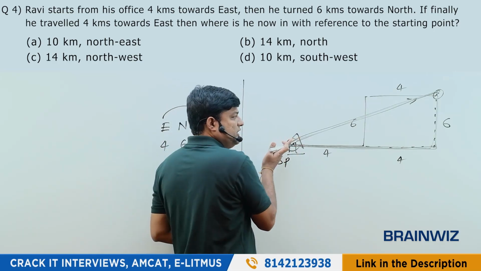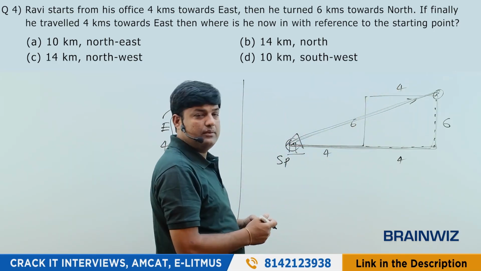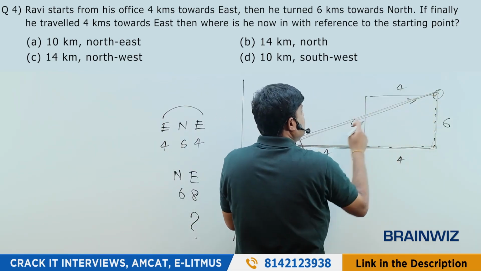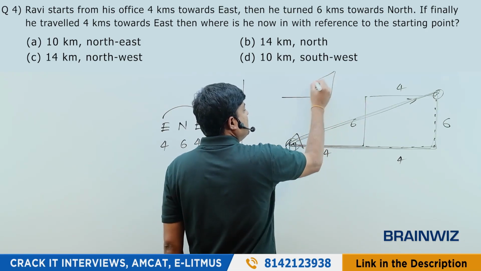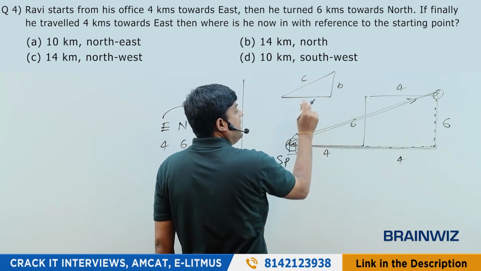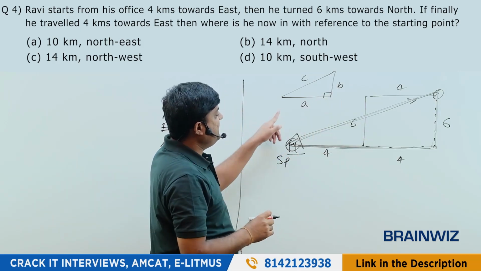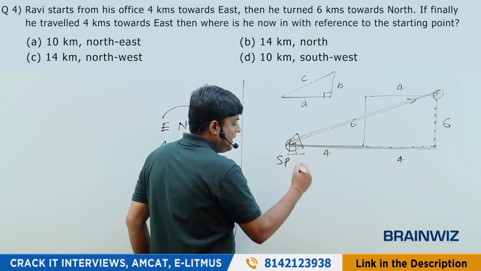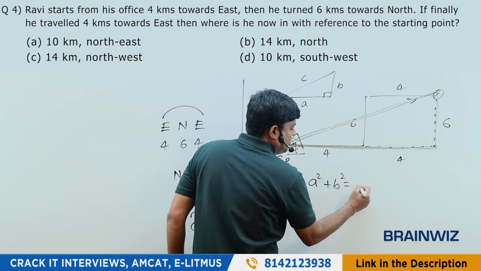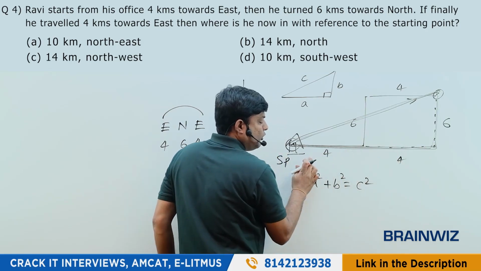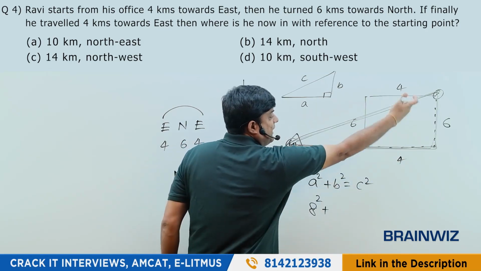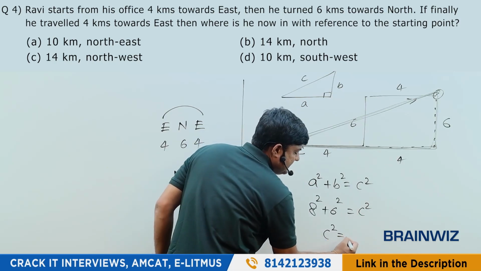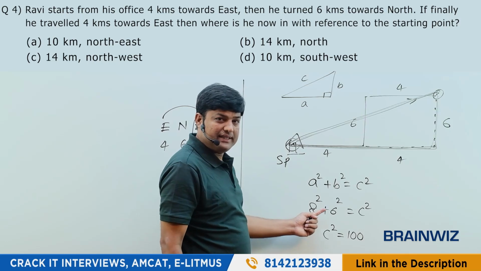If you want to find this cross length, use the Pythagoras theorem, which we have learned. This is A, this is B, this is C. Students, we have learned in our lower classes that A square plus B square is equal to C square. Using this, we can find this hypotenuse. A value is 4 plus 4, that is 8. B value is 6, 6 square is 36. So C square is equal to 64 plus 36, which is 100.